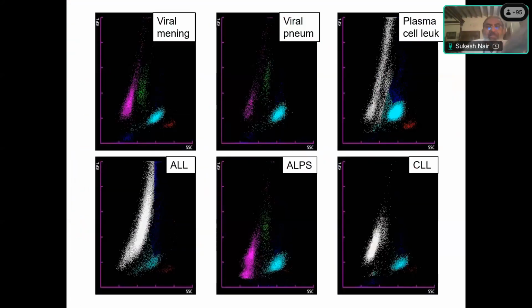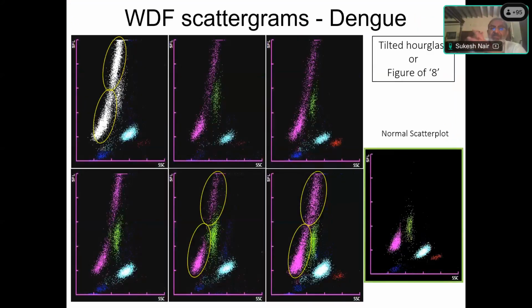You can see these cells in many populations, but in dengue, you will find a particular population which is slightly not in continuation with the lymphocyte, slightly separate. It's on the line with the monocyte. That's why dengue viruses are monocytotropic. But this pattern is like an hourglass appearance and very specific for dengue.